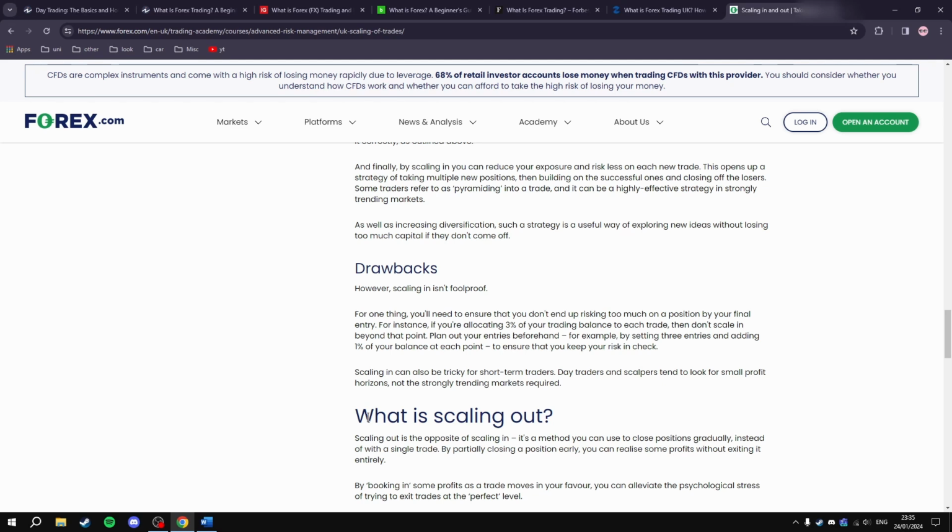Scaling in can also be tricky for short-term traders. Day traders and scalpers tend to look for small profit horizons, not the strongly trending markets required.